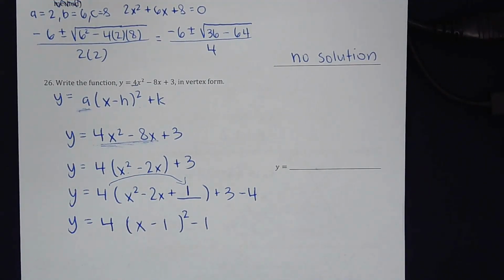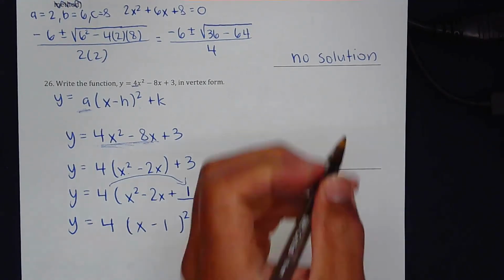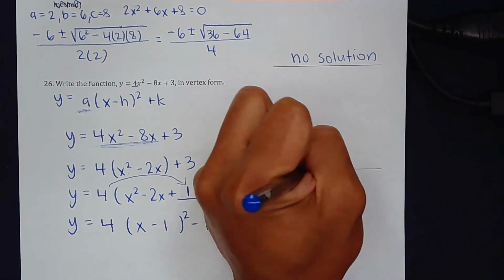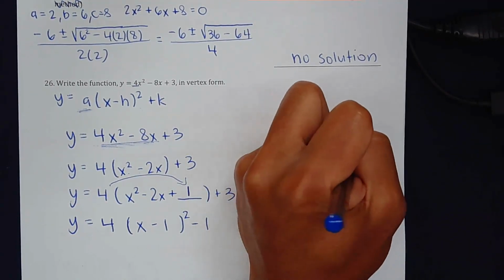All right, so that is our final answer. 4x minus 1 squared minus 1. Y is equal to 4x minus 1 squared minus 1.